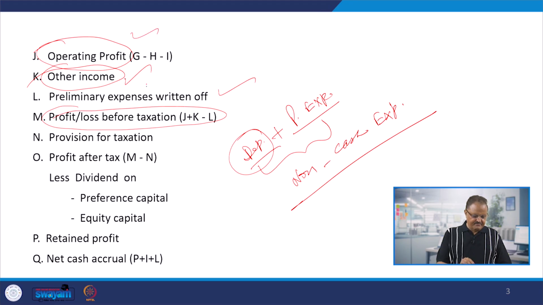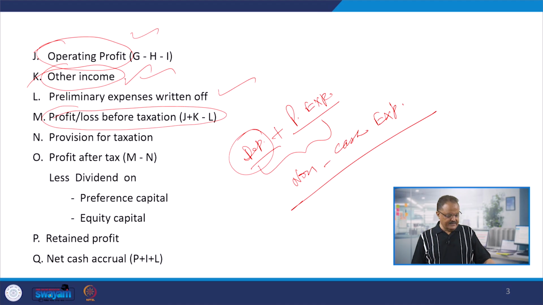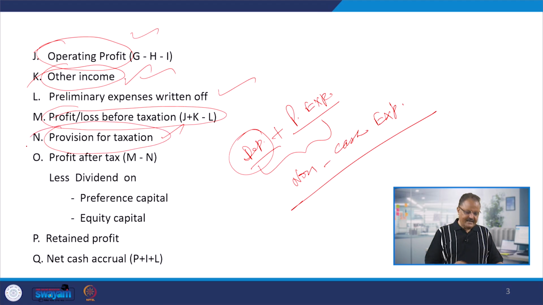J is the operating profit, K is the other incomes, so we are adding it up, and L is the preliminary expense. If it is there, we are subtracting it. So we are arriving at the profit before taxation, or taxes to be paid to the government in the event of a profit. And then the provision for the tax. So provision for the tax would be applicable only if there is a profit. And after paying the taxes to the government, that is M minus N, you will arrive at something called the profit after tax.